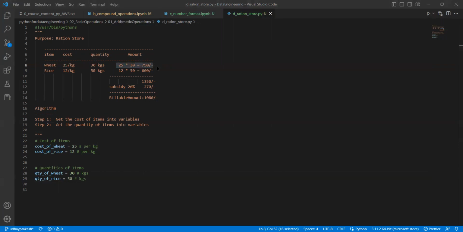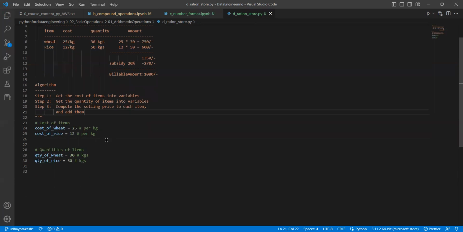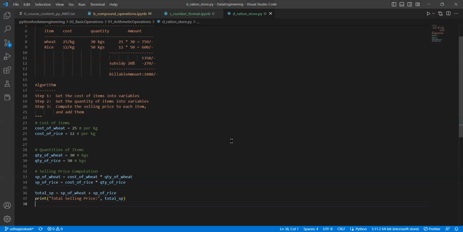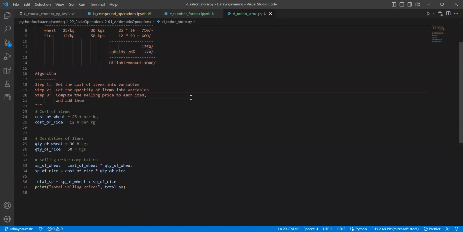First I need to get the selling prices. Each selling price is equal to cost into quantity. Each selling price, if I multiply, and then I need to add. So that's what I wrote: calculate the selling price of each of them and add them. Whatever you wrote previously, cost into quantity, becomes the selling price of wheat. Similarly, cost into quantity becomes the selling price of rice. Now we have two selling prices. If I add these two, I get the total selling price. After getting the total selling price, let's try printing them first.